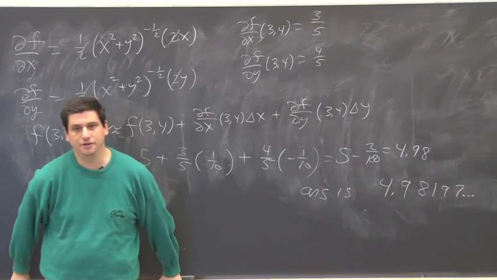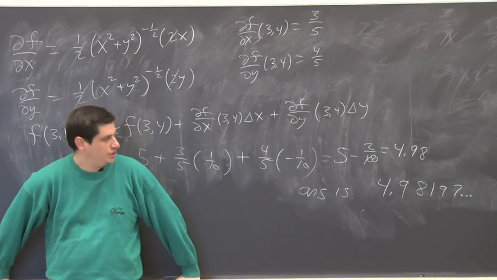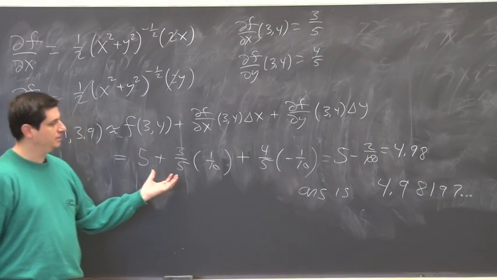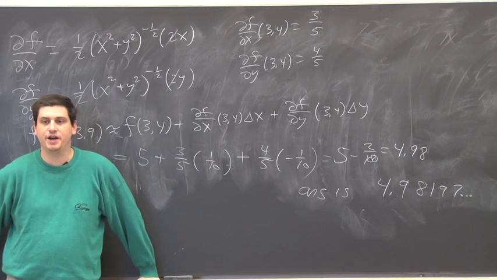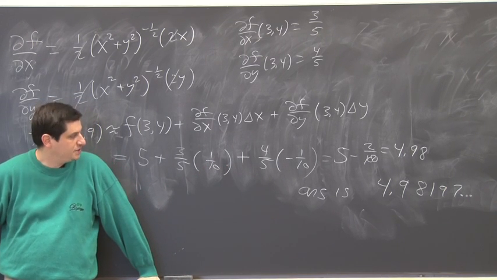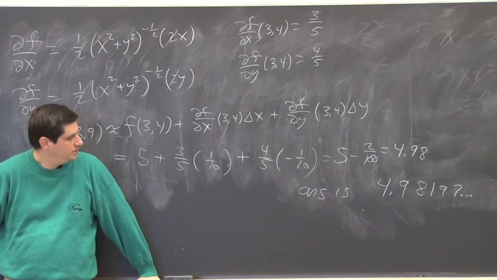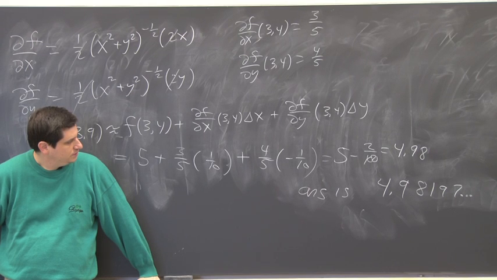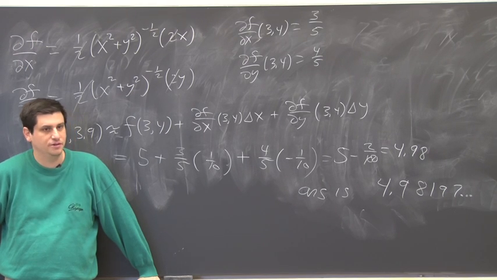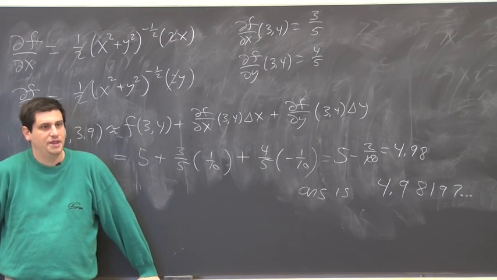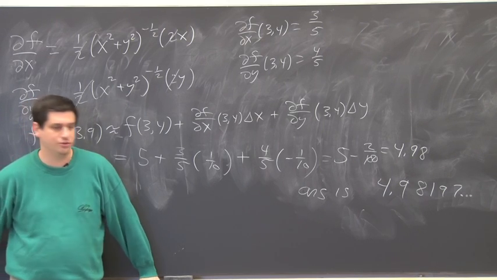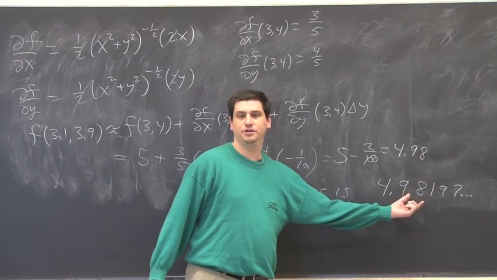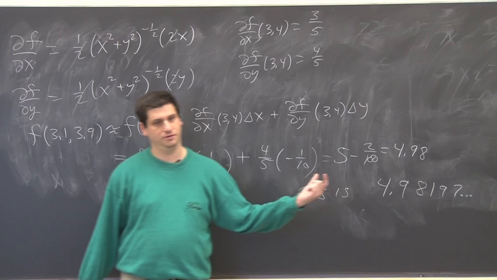That's pretty good. Just by using the tangent plane, we got 2 digits of accuracy. We're off by basically 2 parts in 1,000. This is the power of the tangent line approximation. We got 2 digits right with very little work.